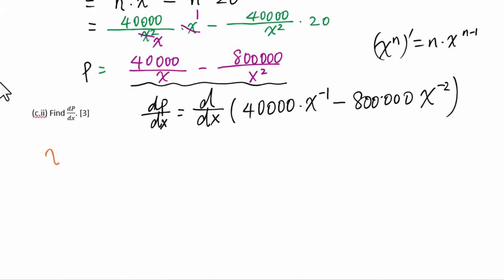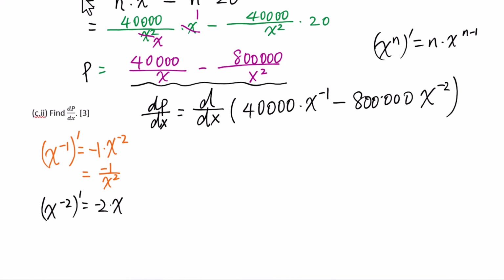Let's work out x to the negative first power prime equals. Drop down this negative 1, x to the power of negative 2. Simplify: negative 1 over x squared. For x to the negative second power prime equals negative 2 times x to the power of negative 3, which is negative 2 over x to the third power.